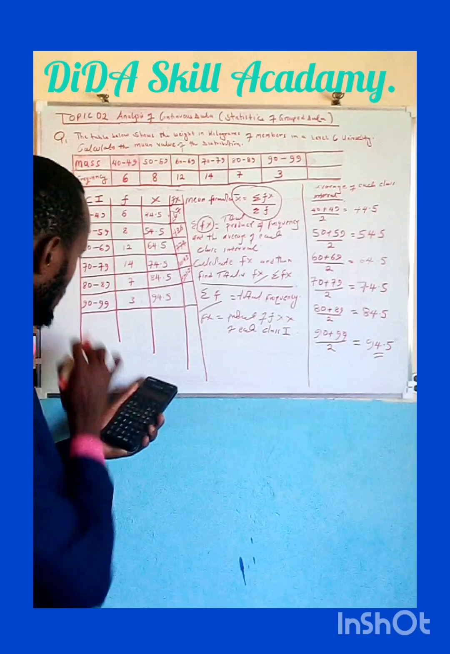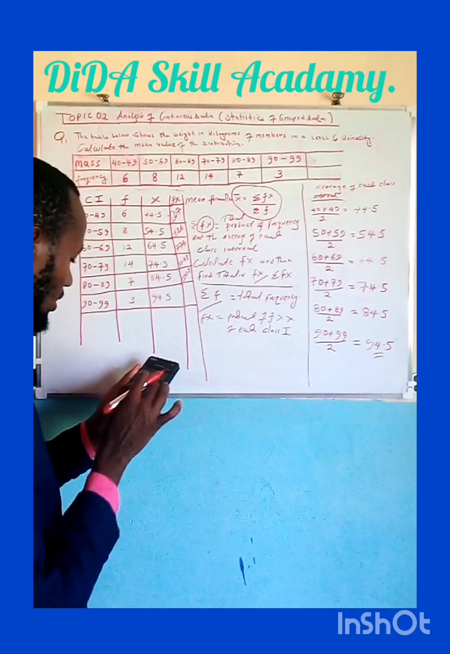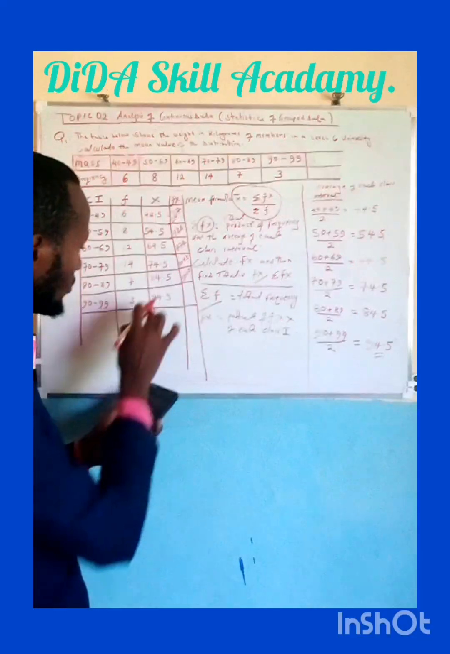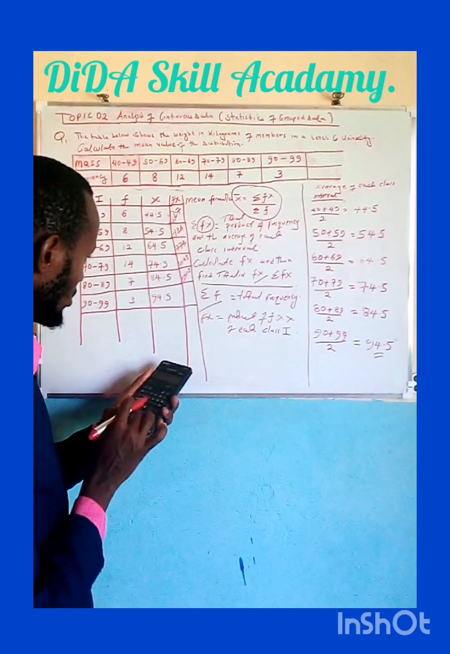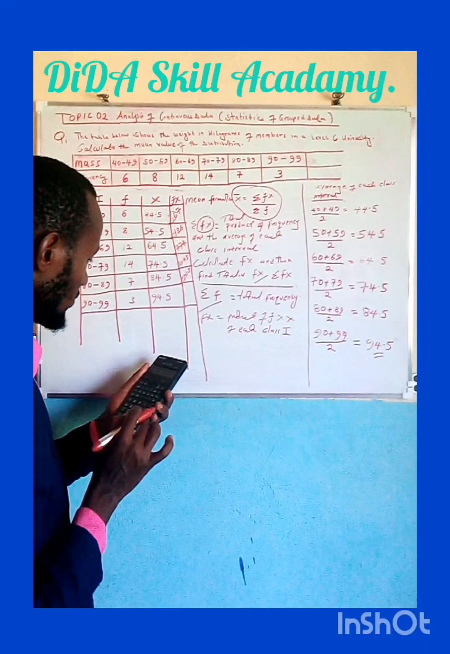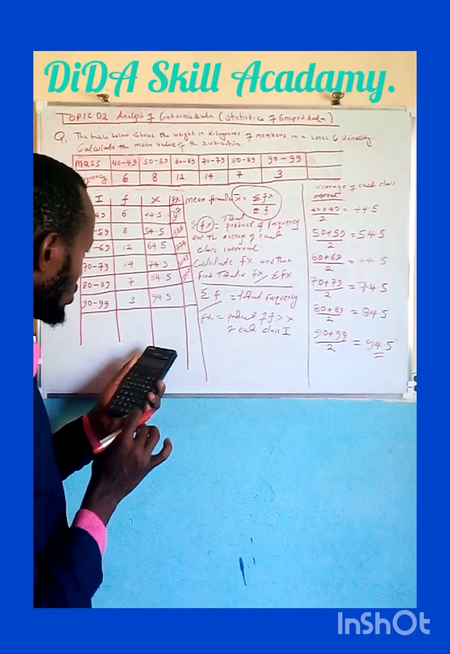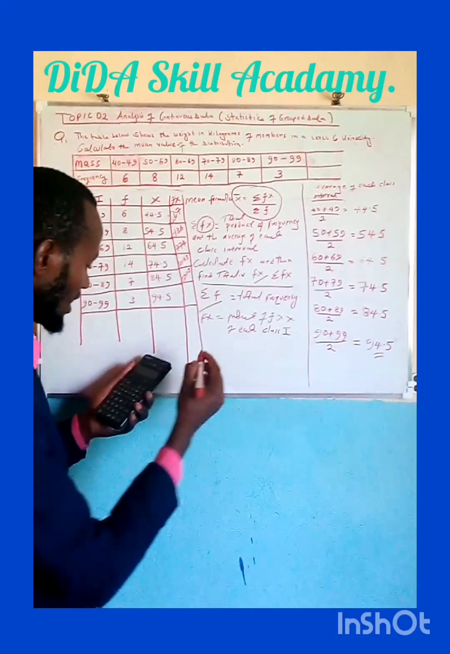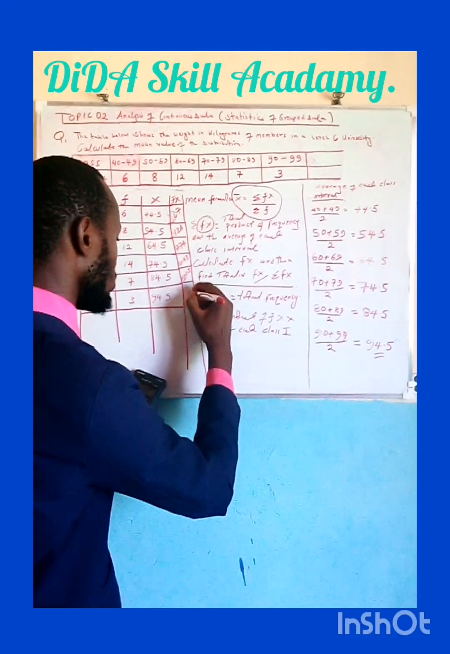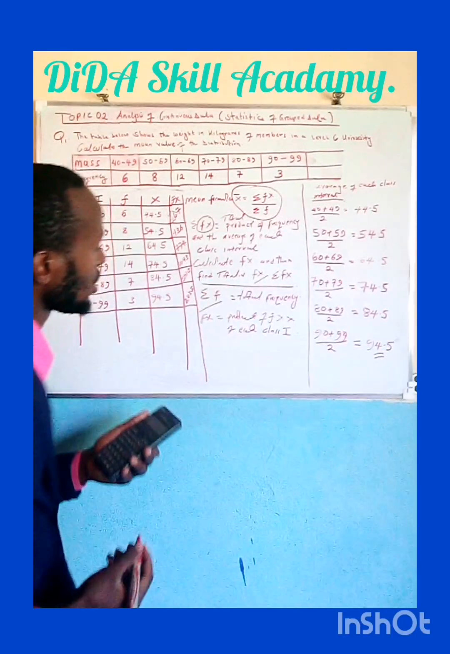Then finally, the sixth class interval's frequency is 3 multiplied by its average, which is 94.5. Then we will have 283.5.